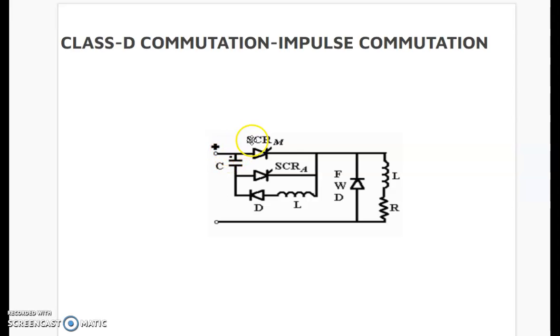When we want to stop the main SCR, a gate pulse is given to the auxiliary SCR. When the gate pulse is given to the auxiliary SCR, the current starts to flow from the capacitor to the auxiliary SCR and flows to this point. So this point also becomes positive. So the voltage across the SCR is 0. So the SCR stops conducting.